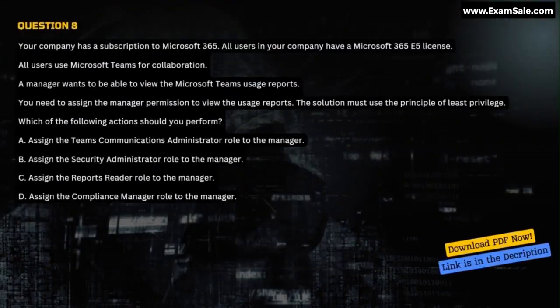Question 8. Your company has a subscription to Microsoft 365. All users in your company have a Microsoft 365 E5 license. All users use Microsoft Teams for collaboration. A manager wants to be able to view the Microsoft Teams usage reports. You need to assign the manager permission to view the usage reports. The solution must use the principle of least privilege. Which of the following actions should you perform?